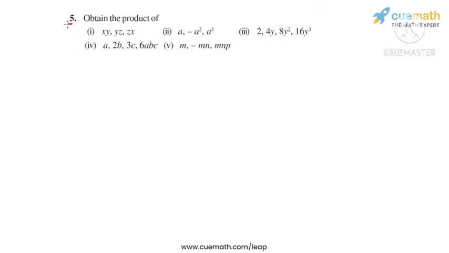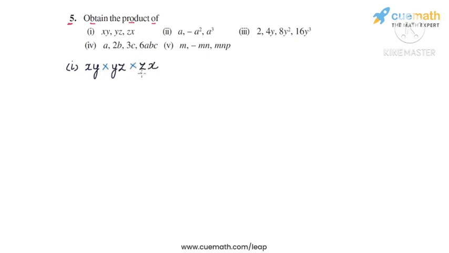In question 5, we have to obtain the product in each part of the given monomials. So in each part we are given some monomials and we have to multiply them and find the product. So let's start with the first part. In the first part, the monomials are xy, yz, and zx, and we have to multiply these three monomials.